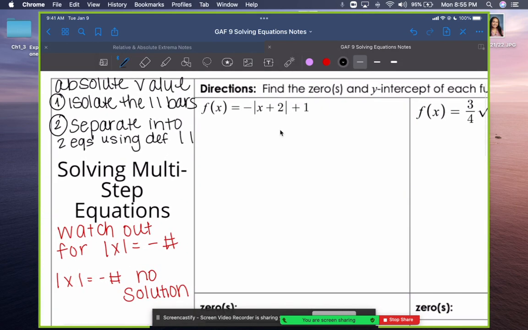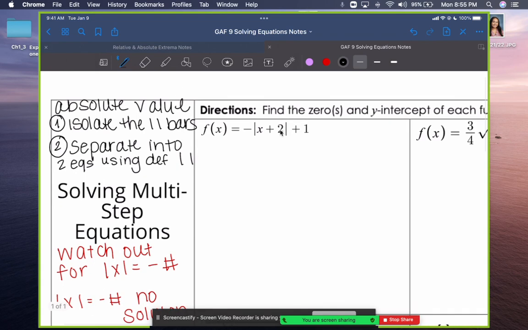So remember it says we're going to isolate the absolute values first. So in other words, we want all of the stuff around the absolute values away from the absolute value bars. Remember that when we are finding the zeros, quick note that the zeros are also going to be the x-intercepts. So remember when we're looking for the x-intercepts, you're going to set y equal to 0. F of x is just a fancy way of writing y. So I'm going to set f of x equal to 0. So negative x plus 2 plus 1.